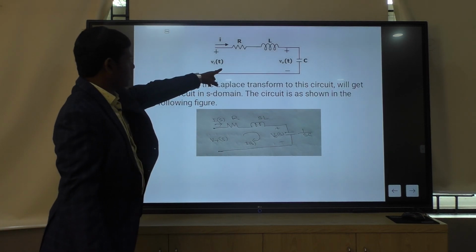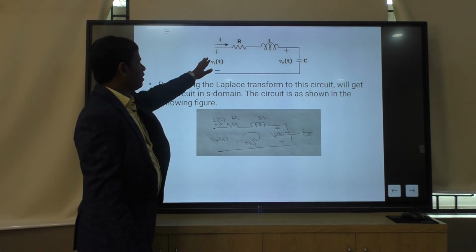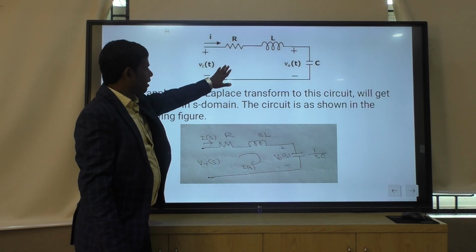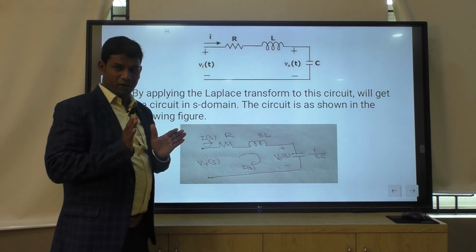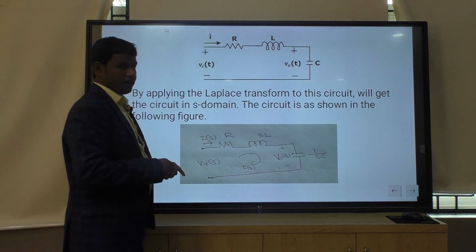So in the top picture you see that is an RLC series circuit, which is in time domain. So I have to draw the block diagram of this RLC series circuit. How will we draw the block diagram? I draw the block diagram by using the methods.